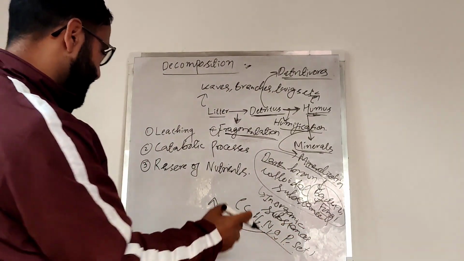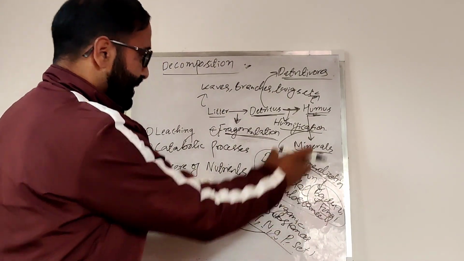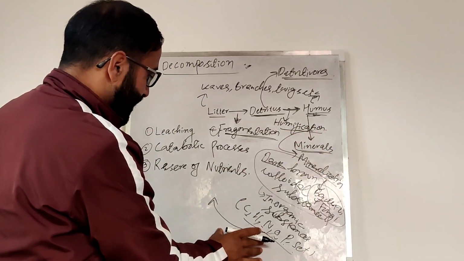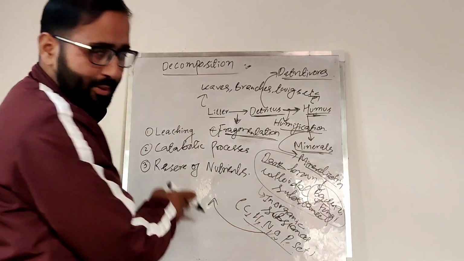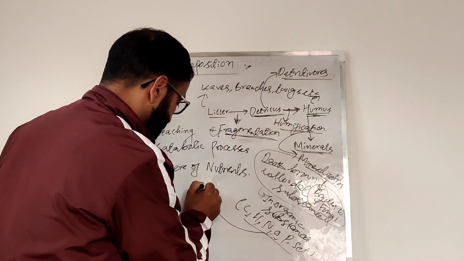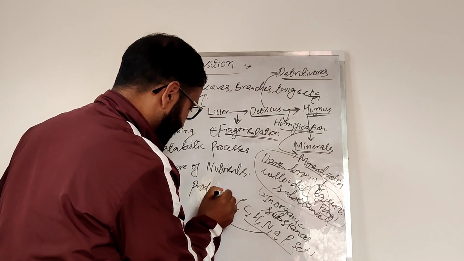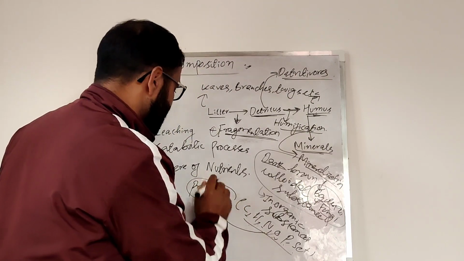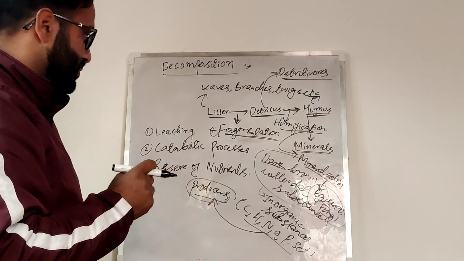They get added to the soil. From the soil, they are taken up by the plants or producers. So in this way, the cycle continues.